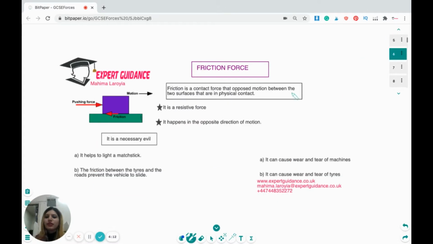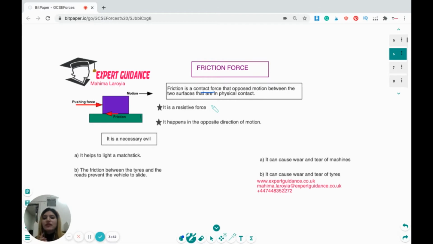Now let's move on to the friction force. Now what is friction? Friction is a contact force, as we just discussed, that opposes the motion between two surfaces that are in physical contact. So friction always acts in the opposite direction of motion, and it is a resistive force. Now, is friction bad? Well, not necessarily. It's a necessary evil. Friction is bad in most cases. It causes wear and tear of the machines.